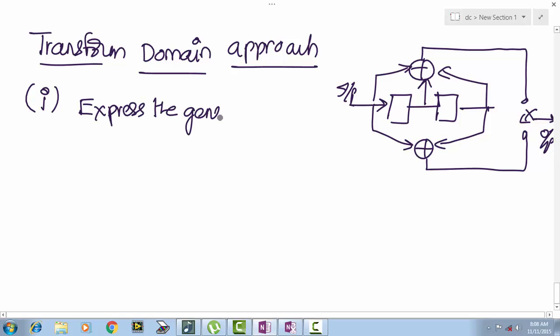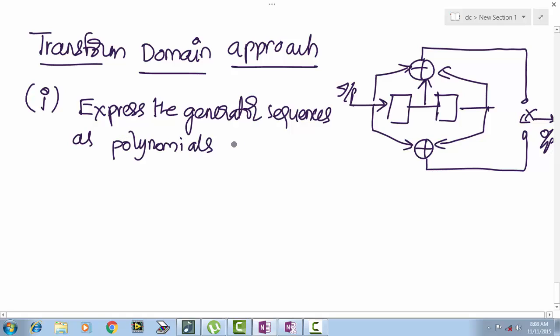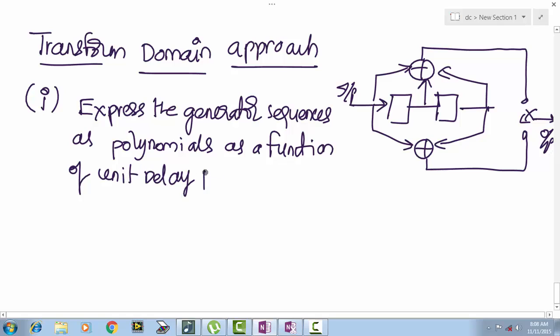The first step in the transform domain approach is to express the generator sequences as polynomials, as a function of the unit delay parameter D. A single memory element gives a unit delay, and that is the reason why we need to express the generator sequences as a function of the unit delay parameter.